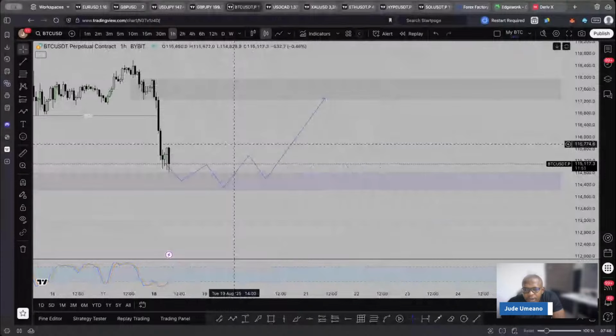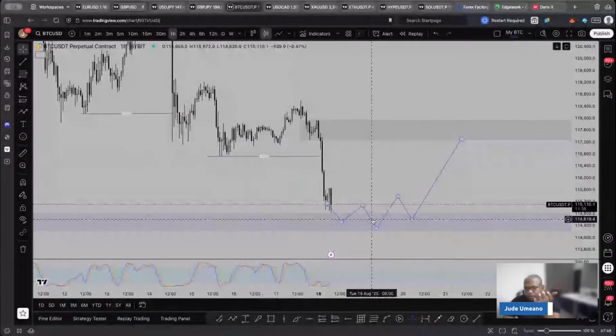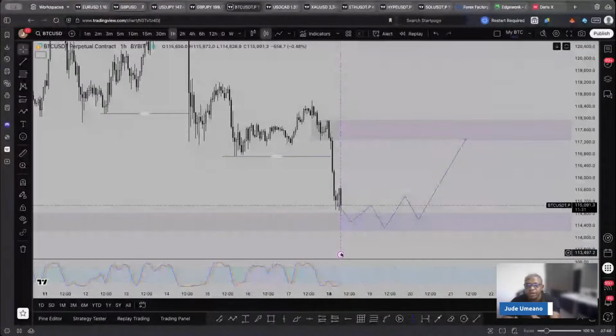How can we get into Bitcoin? You guys can see me having the stochastic RSI here at the bottom of my chart. It's also what I use for confirmation. Besides the confirmation entry, I also use it to get confirmation when I get to an area of interest.